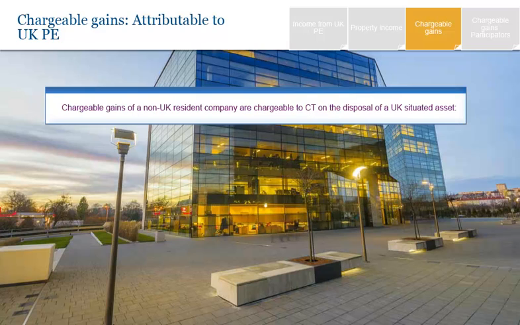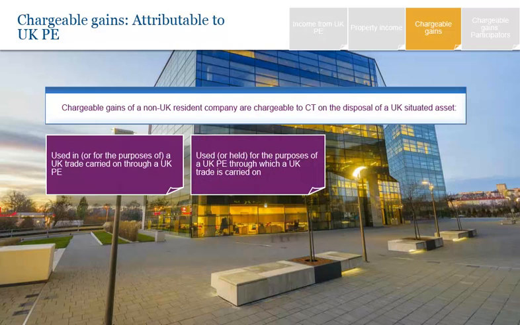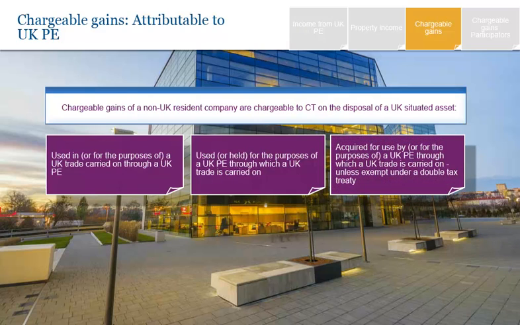Before 6th April 2019, they were chargeable to corporation tax, unless exempt under a double tax treaty, on the disposal of a UK situated asset that was used in, or for the purposes of, a UK trade carried on through a UK PE, used or held for the purposes of a UK PE through which a UK trade is carried on, or acquired for use by or for the purposes of a UK PE through which a UK trade is carried on.